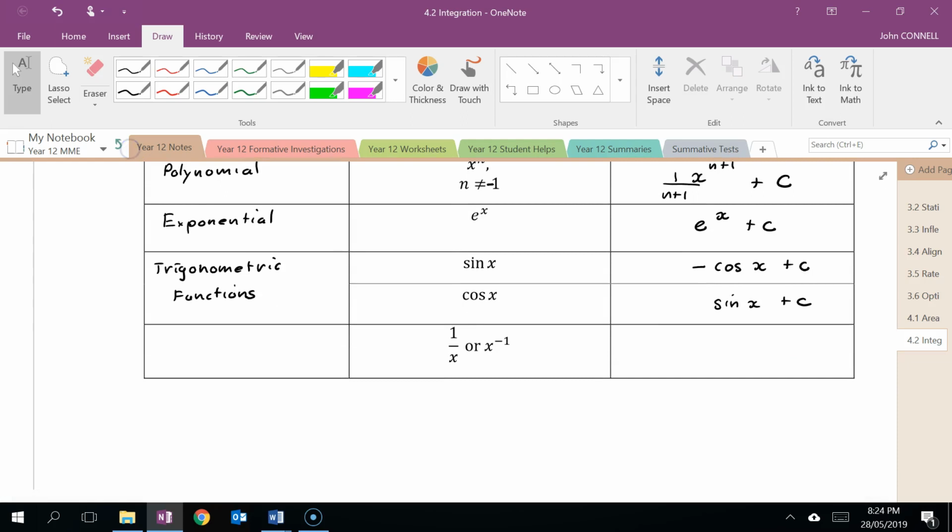And then finally 1 on x. So what differentiates to give 1 on x, or x to the minus 1? Well, it's ln x. But we can't take ln of a negative number. So we just have to take the modulus of x, or we can write it as ln x for x greater than 0. So this is the inverse function. And so these are our rules.